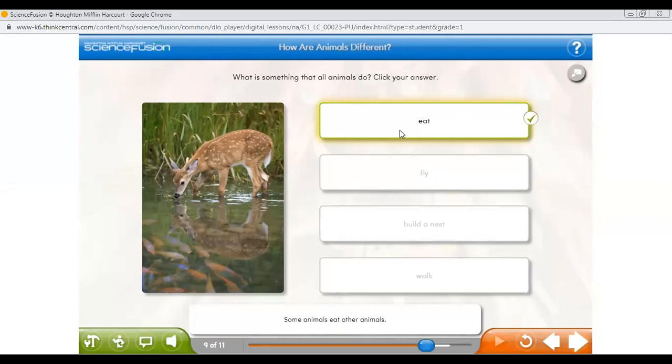So we have seen here there is eat, fly. Only the bird can fly, not all animals. Then build a nest. Again, the bird. Only the bird builds the nest, not all animals. And then walk. Only some animals can walk. Fish, they don't walk, they swim. So these are the features only some animals can do. But eat, all the animals need food and they need to eat. So this is the feature that all animals share.